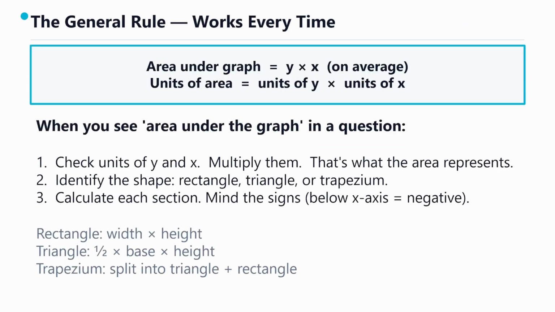So whenever you see an area under the graph in a question, you: 1. Check the units of y and x, multiply them, that tells you what the area is measuring. 2. Identify the shape, so it can be a rectangle, triangle, or trapezium. And 3. Calculate each section while keeping in mind the signs and add them up. Two ideas, let's apply them.